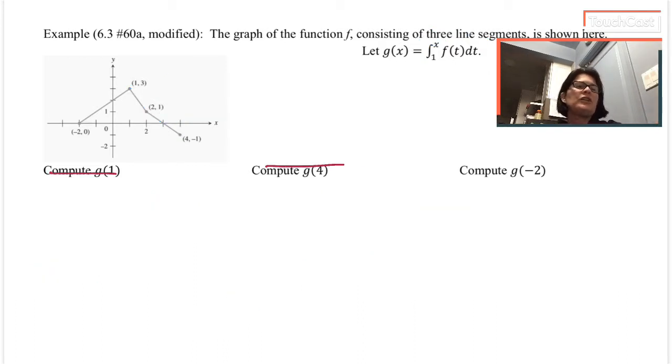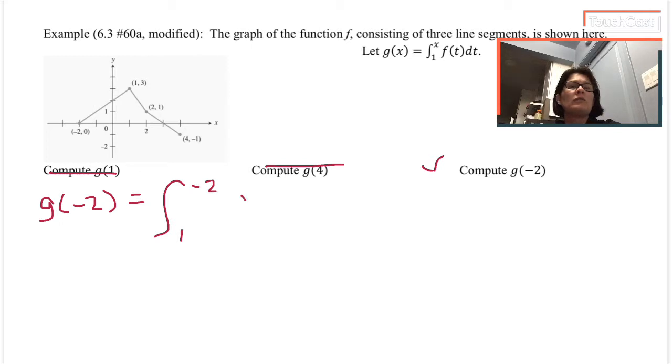Okay, last one. I'm going to find g of negative 2. I'm just crossing that out so you know I'm really working on this one. So first I'm going to write an expression for g of negative 2. That's going to be the integral from 1 to negative 2 of f of t dt. That means I need to find the area under the f curve between 1 and negative 2. But that feels weird because those two limits are out of order. If I'm going to use geometry by looking at this picture and finding areas, I need my limits to go from smaller to bigger.